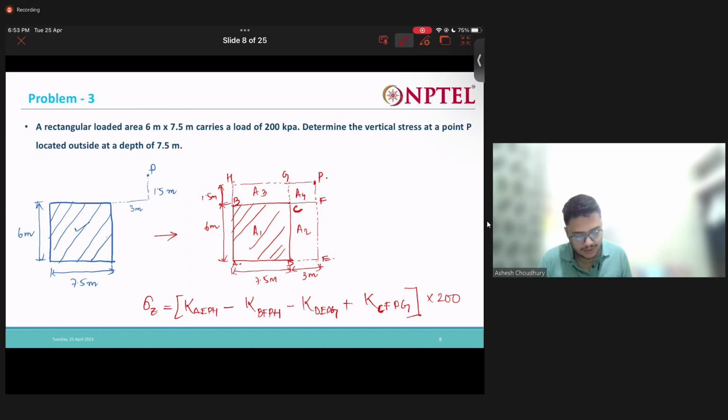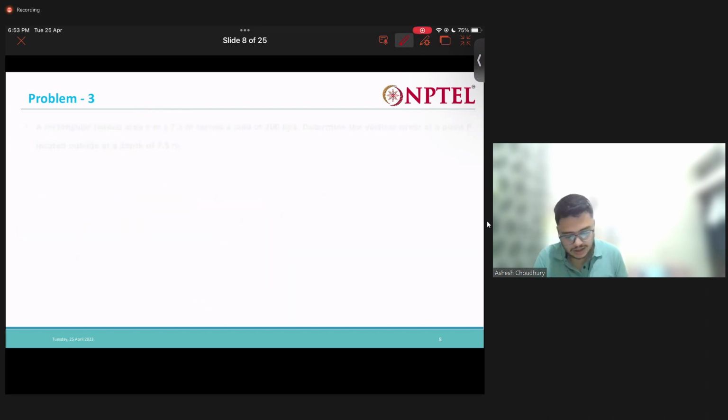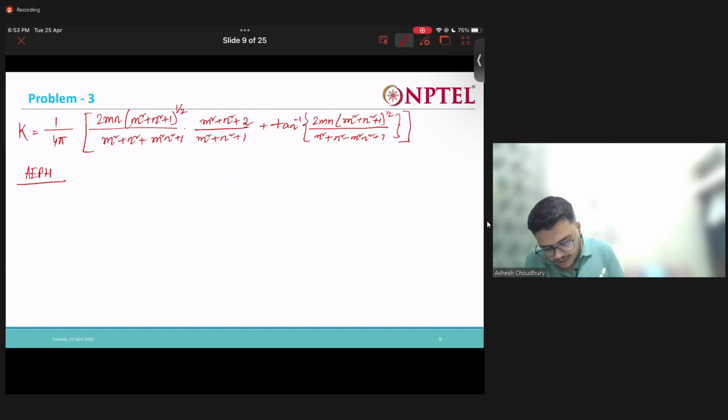So here L is what? 7.5 plus 3, so 10.5 meters. And your B is 7.5 meters. This is 6 plus 1.5. And your Z depth is given as 7.5 meters. So you can find out our M and N. M is nothing but L by Z, nothing but 10.5 by Z, 5.